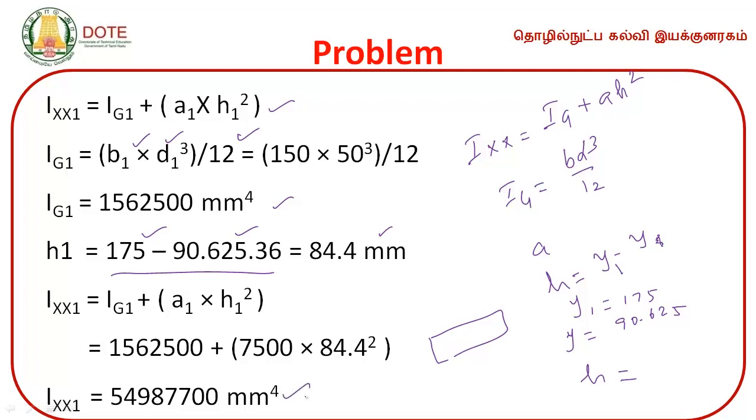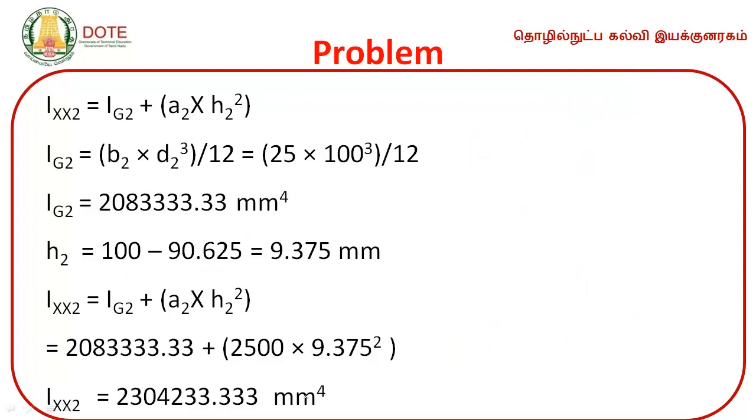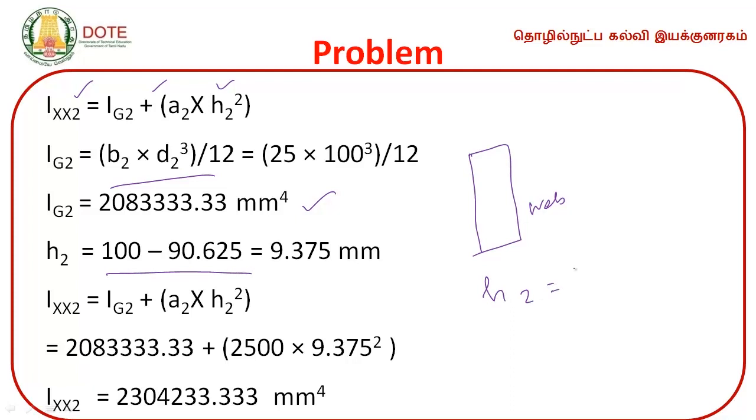Now we have to find it for the second section, the same procedure. This is for the web. For the web, IXX2 is equal to IG2 plus A2 into H2 square. IG2 is equal to bd cubed by 12 because it is a rectangular cross section. Substituting, we find IG2. Then H2 value. What is H2? H2 is equal to Y2 minus Y.